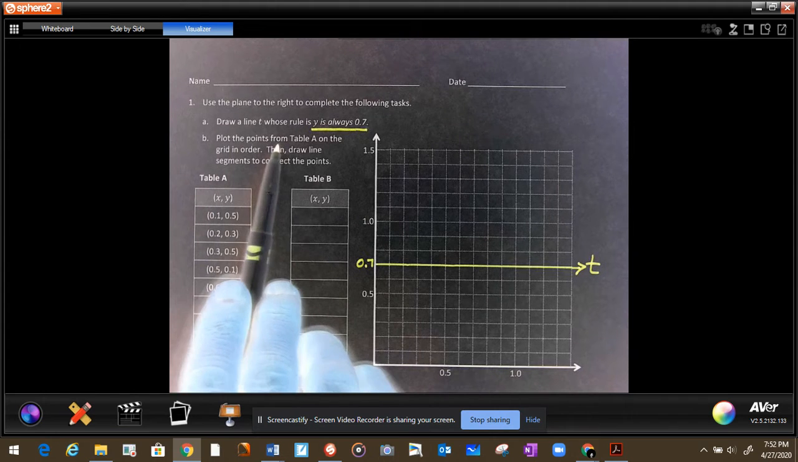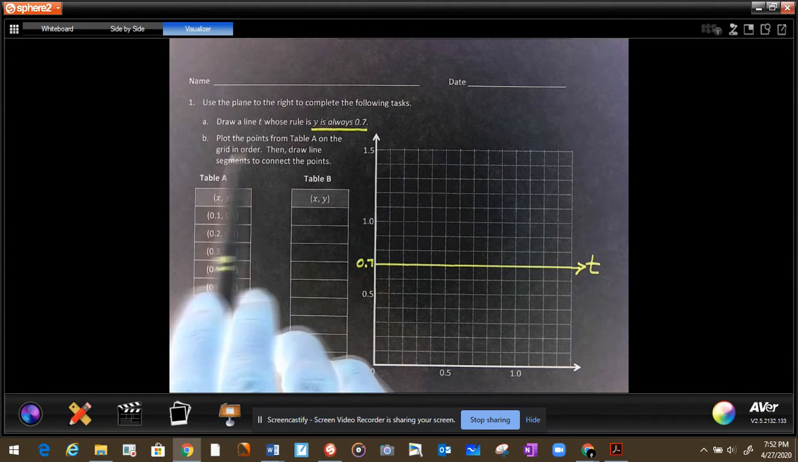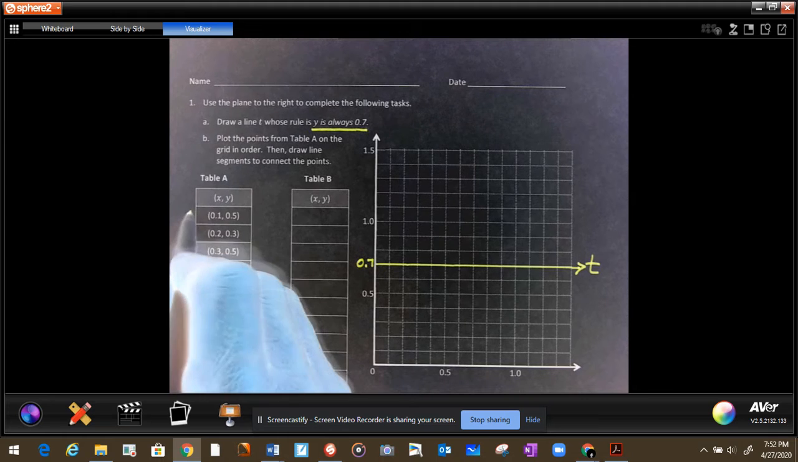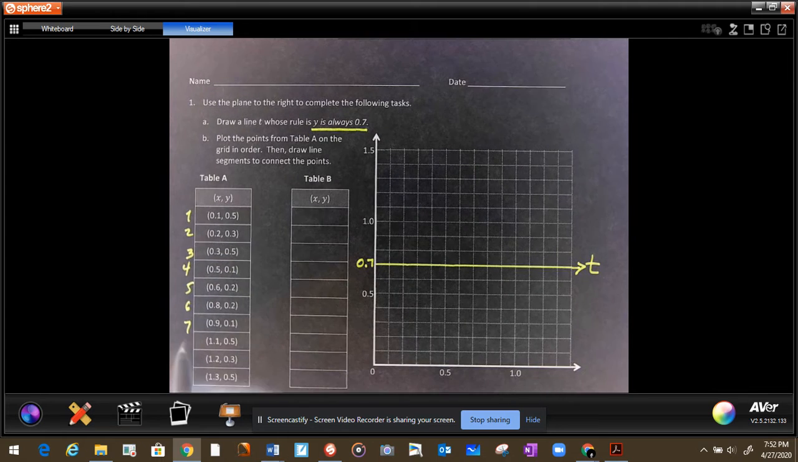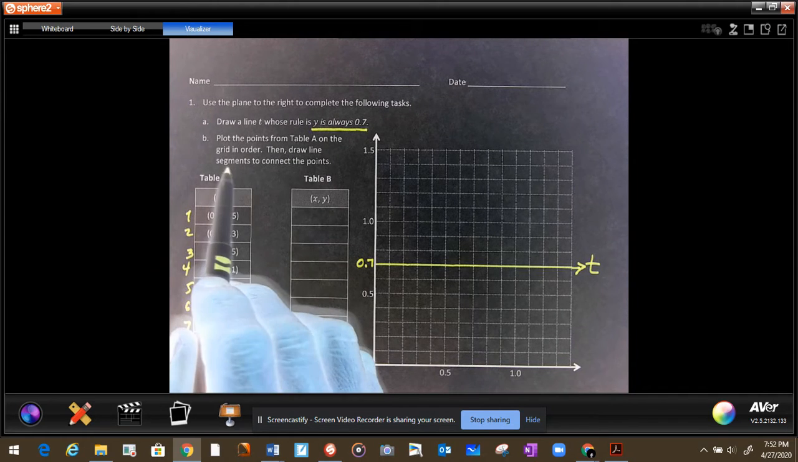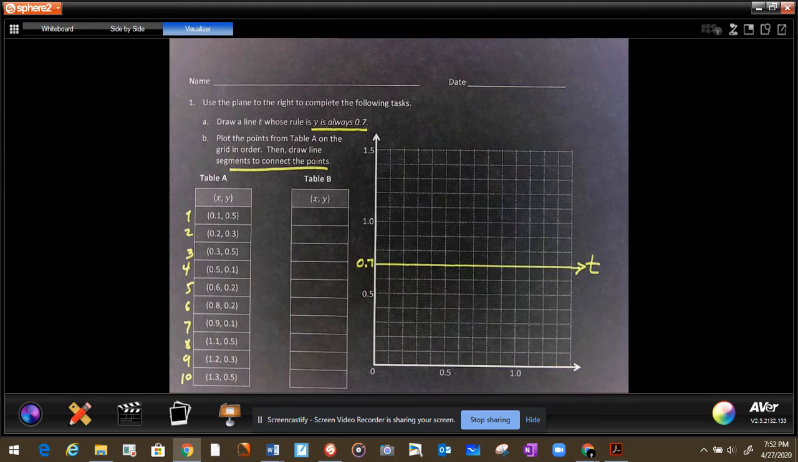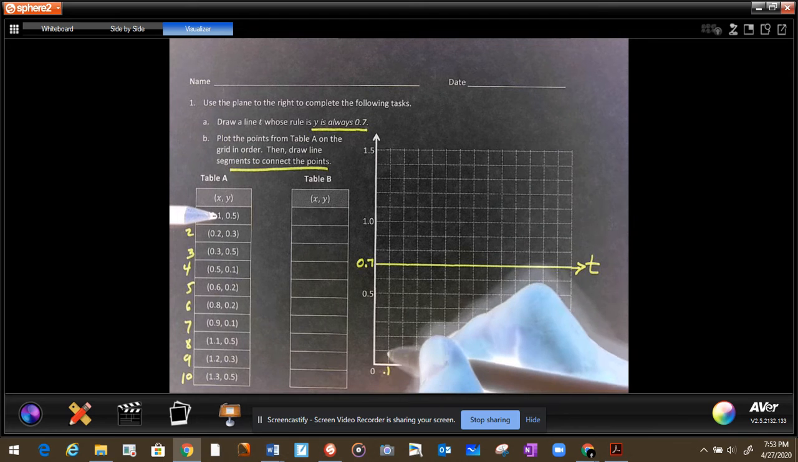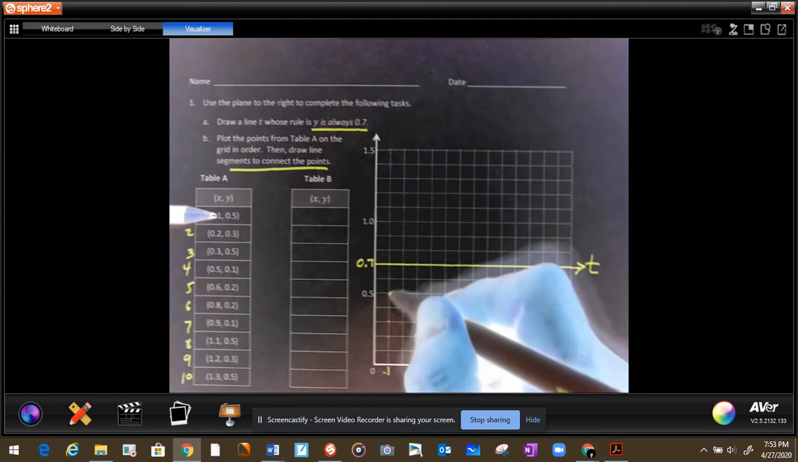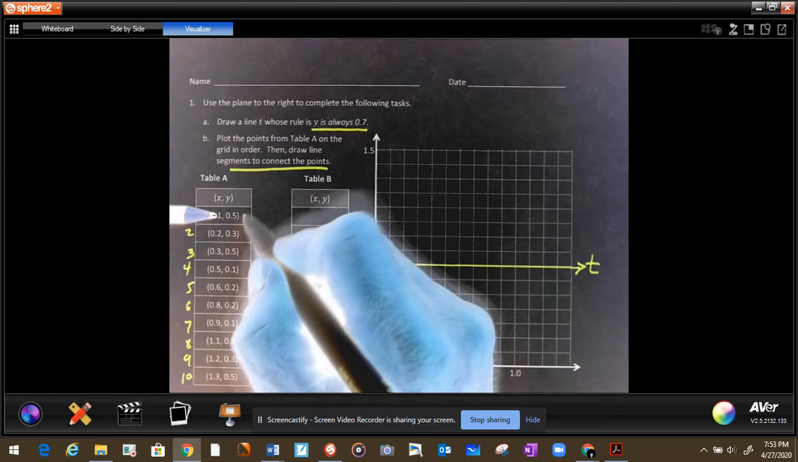Plot the points from table A on the grid in order. So we're going to plot these points. It's going to be 1, 2, 3, 4, 5, 6, 7, 8, 9, 10, and draw the line segments to connect the points. Again, it's going to be in order. So let me use this pencil to show. This is x is 1 tenth. So 1 tenth is right here, and y is going to be 5. So we're going to count 1, 2, 3, 4, 5. That will be this point.